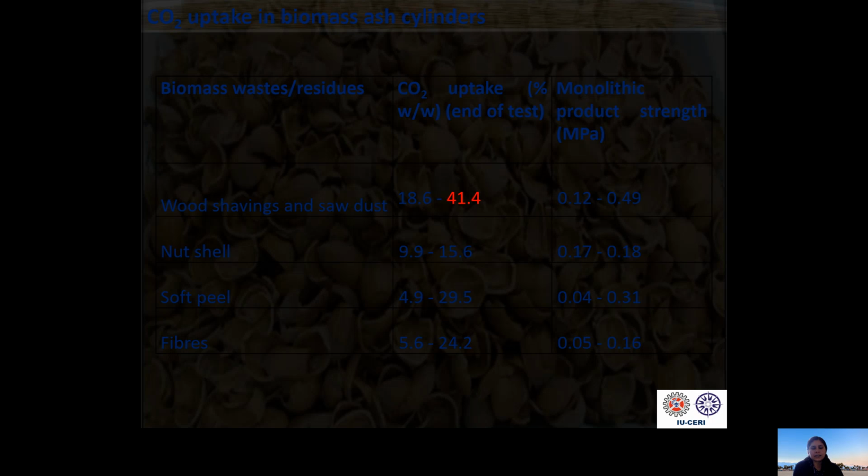And some of these monolithic cylinders have shown a really high, significant amount of CO2 uptake, and some wood shavings and sawdust were remarkably good at taking up CO2. You can see some wood shavings had the potential to imbibe about 41% of carbon dioxide. But most of these ashes, whether wood ash or agricultural waste, had the potential to react with carbon dioxide because their mineralogy was correct. And most of the monoliths we produced had strength after CO2 uptake or carbonation in the megapascal range.